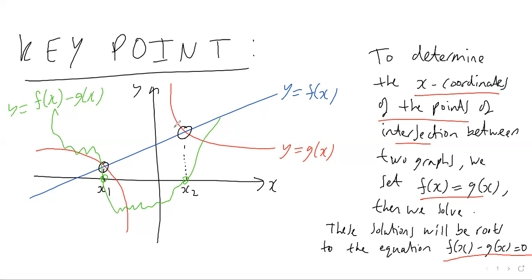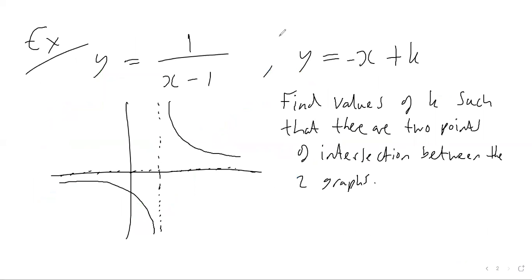So the point is that if you want to find points of intersection, you just set the functions equal to each other, solve the equation, and then that will be your roots of this f of x minus g of x equation, or also g of x minus f of x equals 0. It's the same. You'll get the same roots. Okay, so let's look at an example.